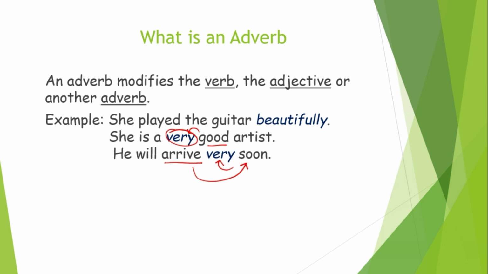Clear? And this is: she played the guitar beautifully. Here the verb is played. How did she play the guitar? She played it beautifully. You got an idea now? Okay, let's go further and look at the types of adverbs.